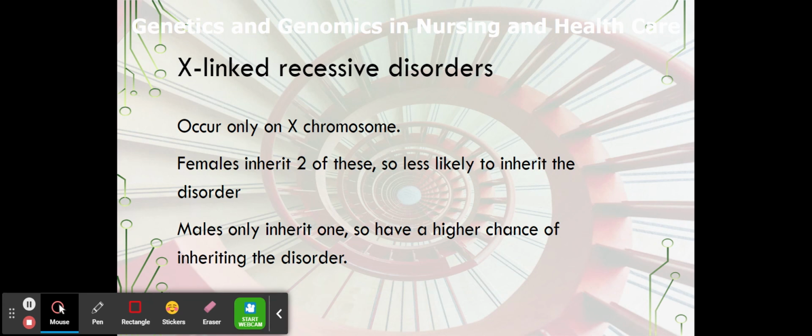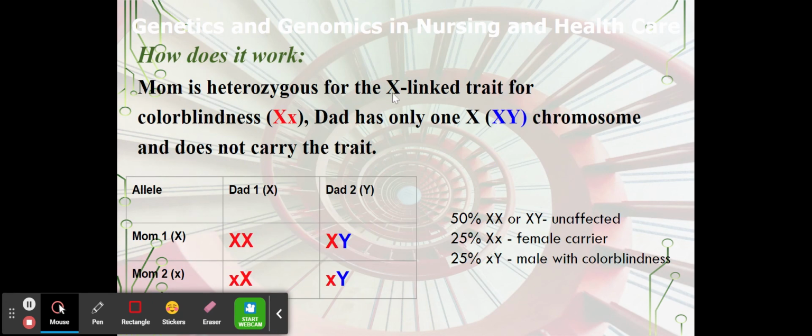So females inherit two of these. If it's recessive, it's very likely that they're going to inherit one allele from mom and one allele from dad. The chances that they're going to have this X-linked recessive disorder is small. Males only inherit X chromosomes from their mothers, so they have a higher chance of inheriting the disorder if their mother carries that gene. Okay, let's see what that really means. Let's look at a Punnett square.